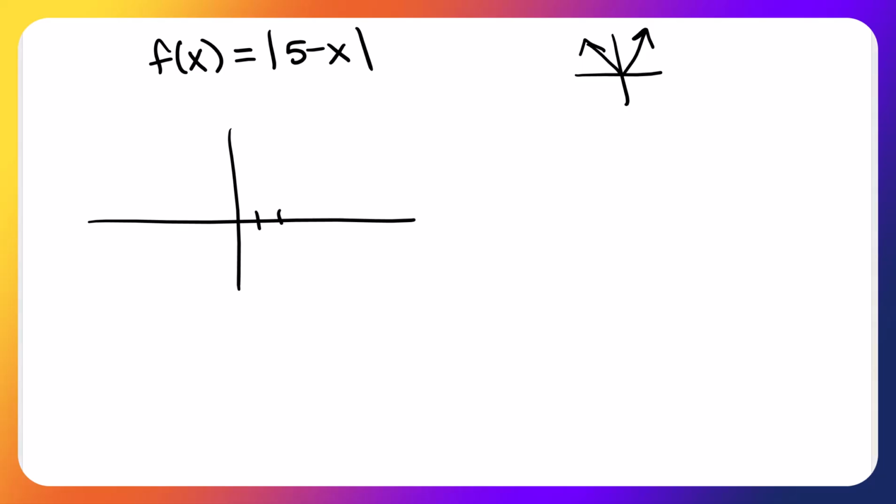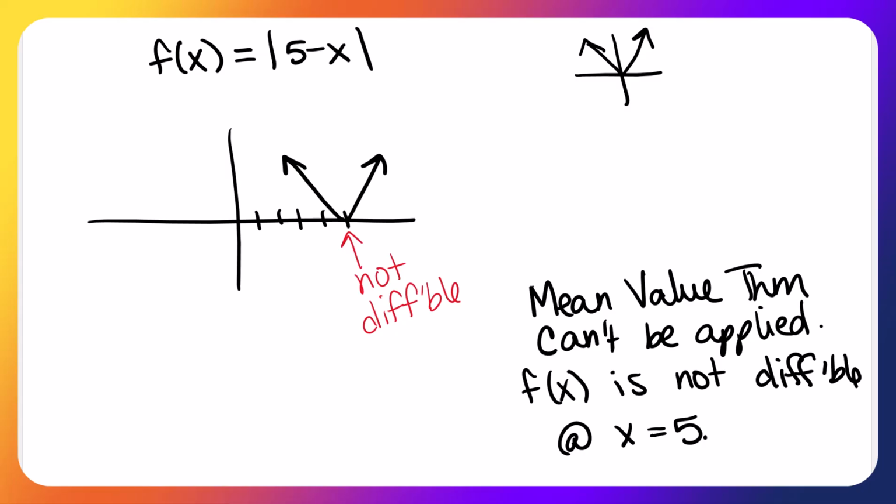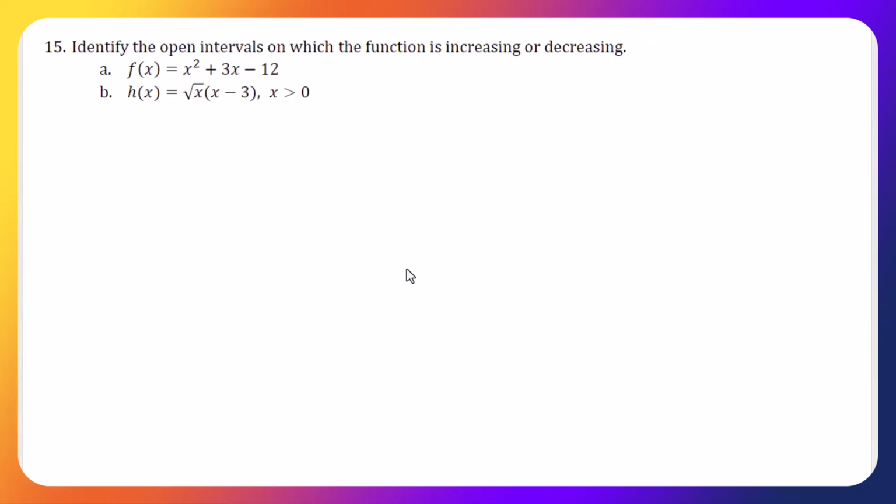So that would kind of be that same basic V shape, but we would move to the right 5 units. So this is going to have a sharp point at the value of 5. So remember, it's not differentiable there. So if it's not differentiable, that's not going to fit the mean value theorem, so we cannot apply that. All right, so we don't need to do anything else there since it cannot be applied. So let's go ahead and move on to number 15.